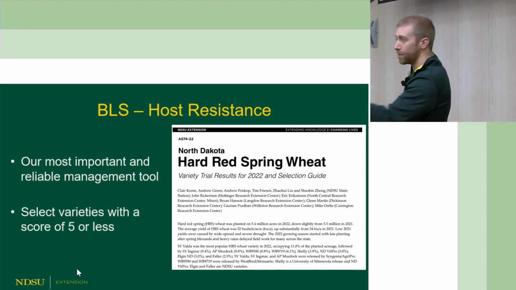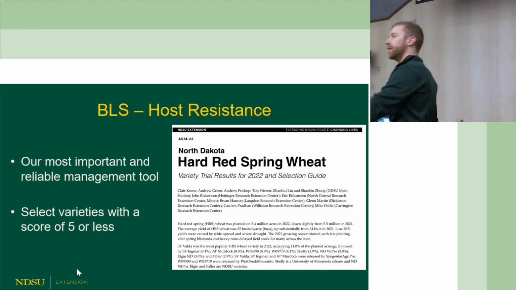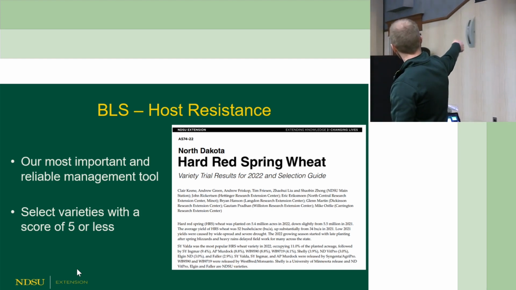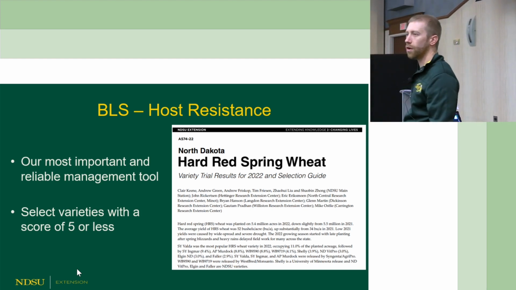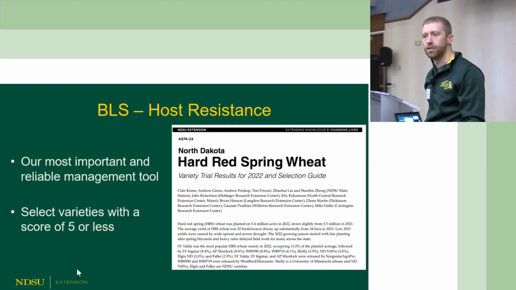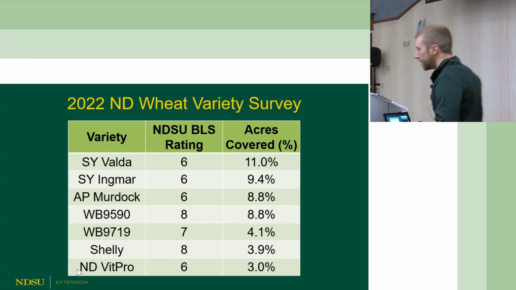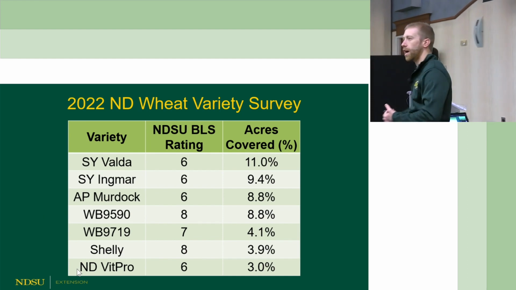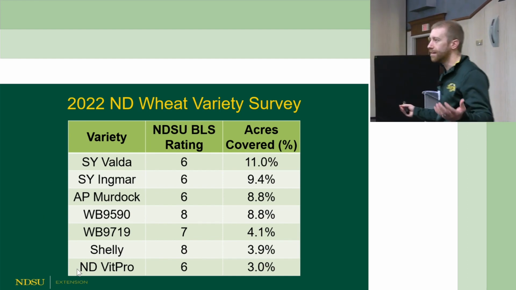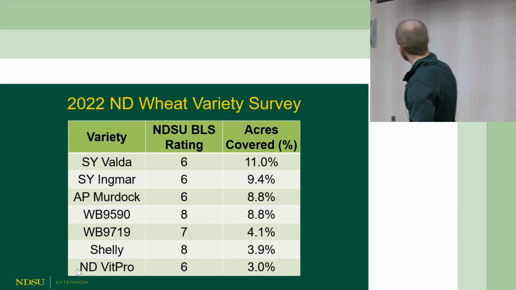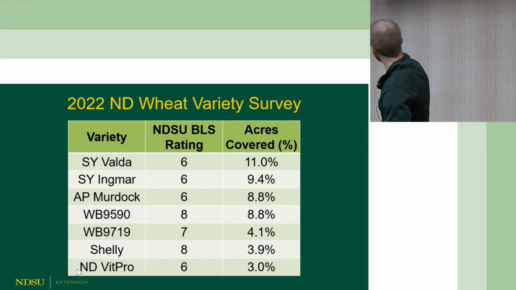And based off that previous data, instead of me just saying 5 or less, this is where I'm able to actually apply it. Look at your varieties. If you're concerned about bacterial leaf streak, put it in that 5 or less category. So what does the landscape look like on current wheat acreage? I just took the popular varieties again off the wheat survey from 2022.